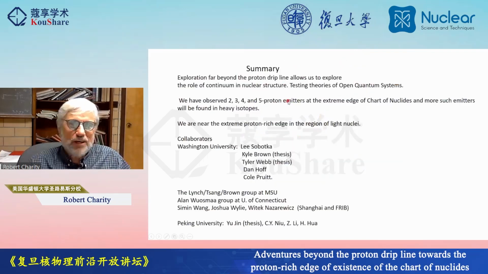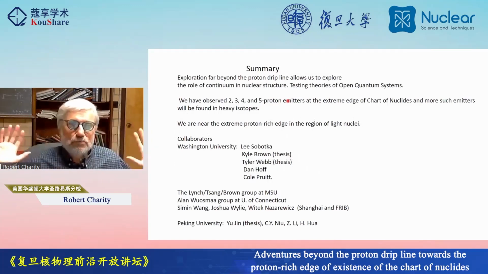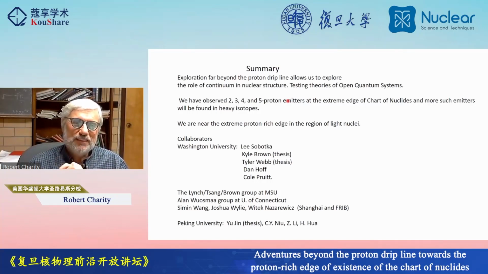So let me just summarize. We've explored way beyond the proton drip line. And as you saw in the case of nitrogen 9, this allows us to do tests of structure theories that take into account the open quantum nature of these nuclei. So we're testing the role of the continuum in nuclear structure. And as you see, as we get further from the proton drip line, we just start emitting more protons. And if we get even further away, we'd get more protons.